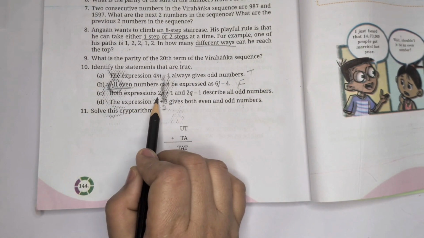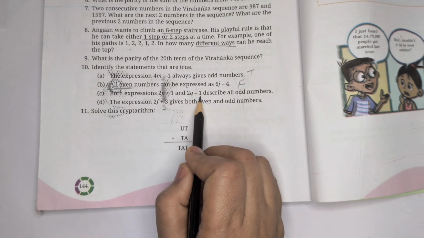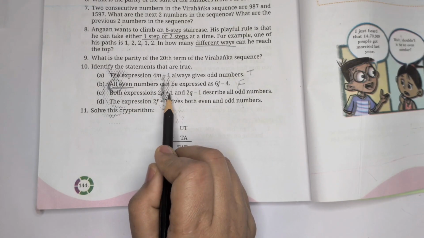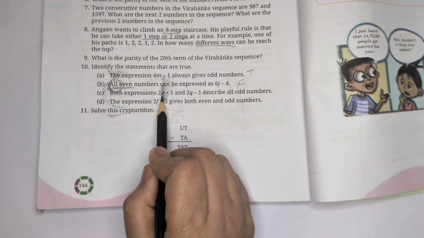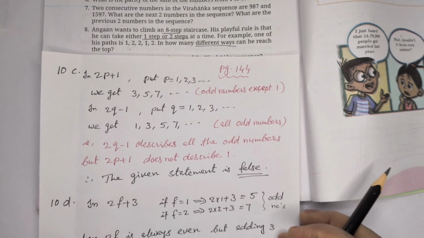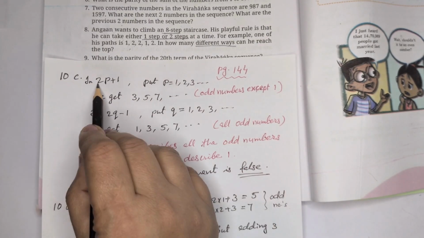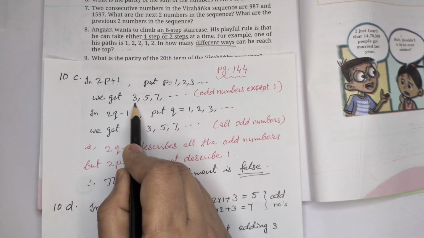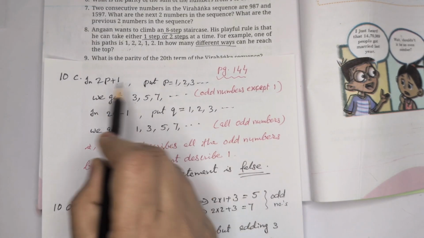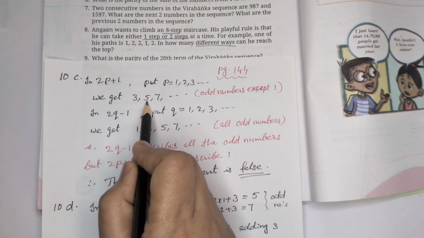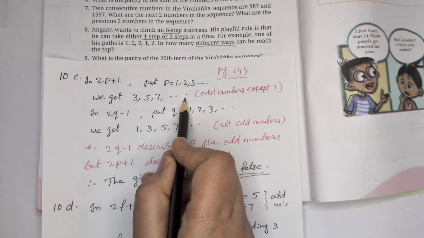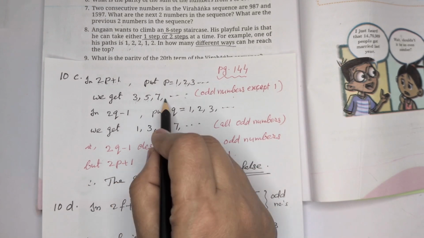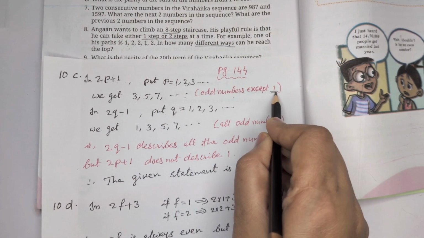Next, see both expressions 2p plus 1 and 2q minus 1 describe all odd numbers. You have to check each one. 2p plus 1. Put the values for p here. When p is equal to 1, 2 into 1, 2, 2 plus 1, 3. When p is equal to 2, 2 into 2, 4, 4 plus 1, 5. So 3, 5, 7, etc. Here 1 is missing. So we are getting odd numbers, but except 1. 1 is missing.